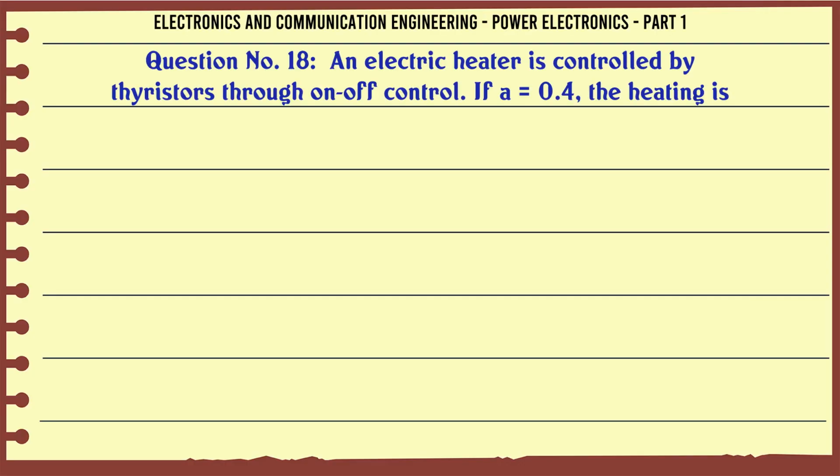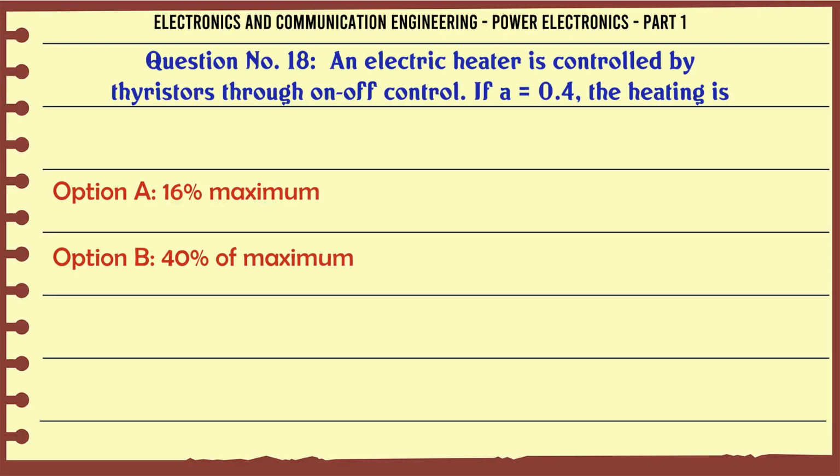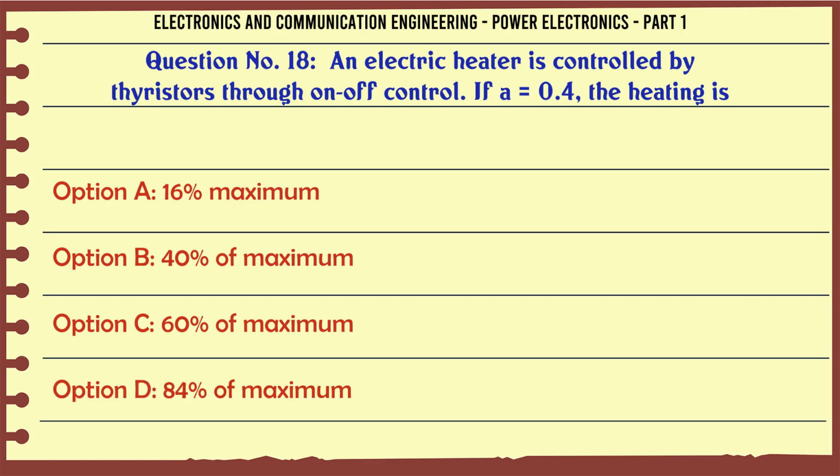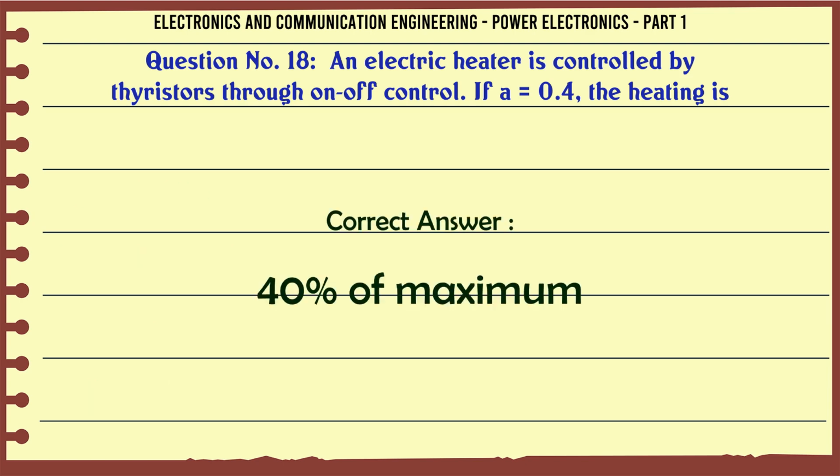An electric heater is controlled by thyristors through on-off control. If the duty ratio is 0.4, the heating is A. 16% of maximum, B. 40% of maximum, C. 60% of maximum, D. 84% of maximum. The correct answer is 40% of maximum.